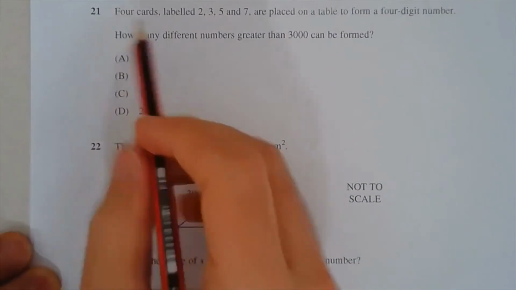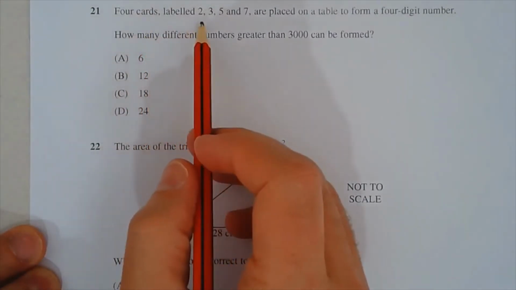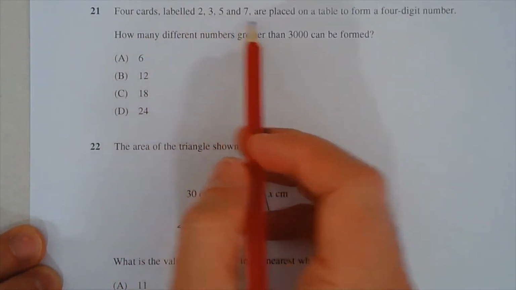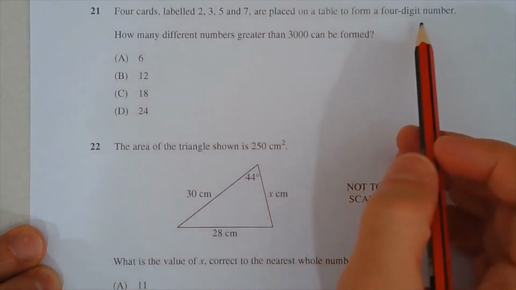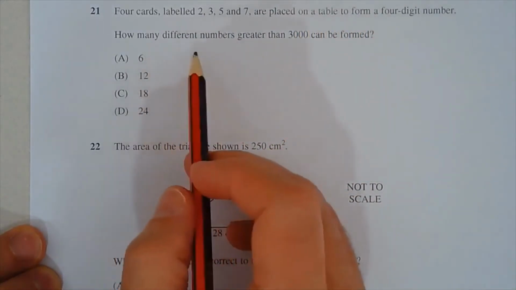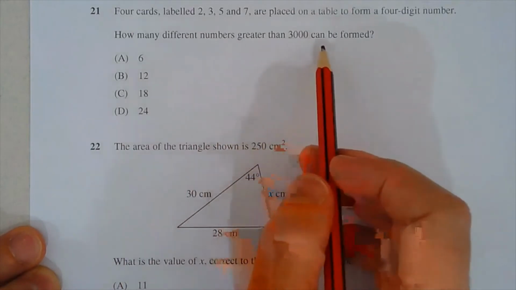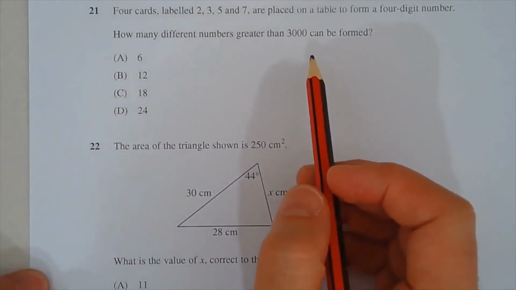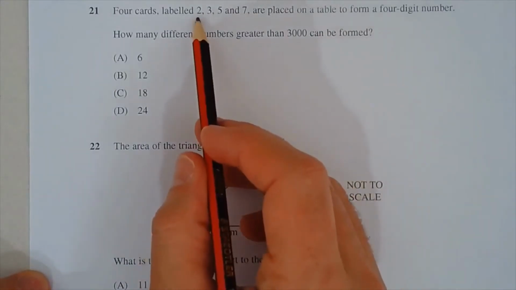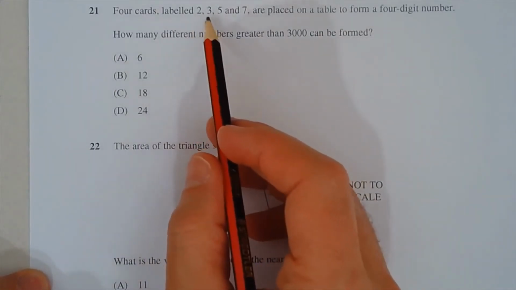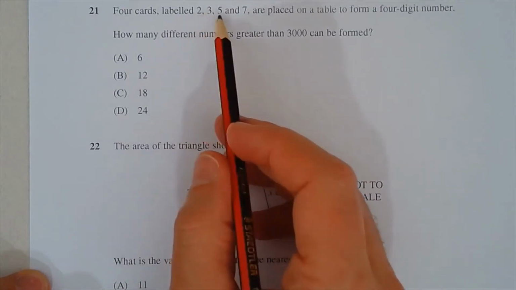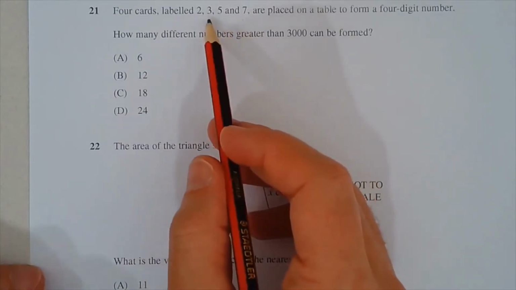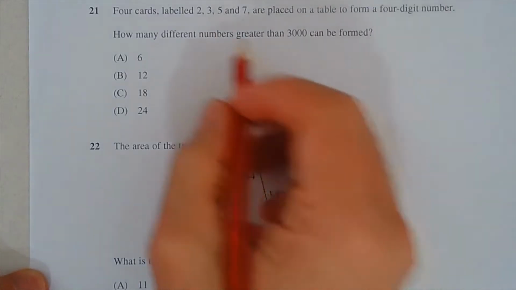Question 21. 4 cards labelled 2, 3, 5 and 7 are placed on a table to form a 4-digit number. How many different numbers greater than 3,000 can be formed? So that means that the number can't start with a 2, but it can start with a 3, since if the first digit's a 3, the next digit can either be a 2, 5 or a 7, so it's clearly going to be over 3,000. So we have 3 different possibilities.